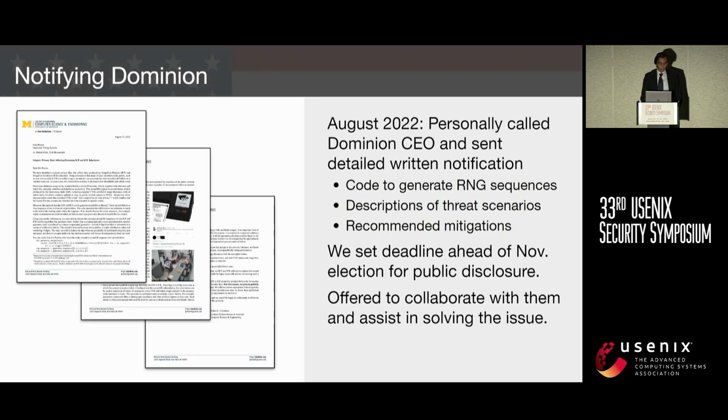So, after lawyering up, we reached out to Dominion. We sent a detailed written notification, and we called their CEO personally. We included proof of concepts, descriptions of the threat scenario, and the mitigations we recommended. We also offered to assist Dominion with solving the issue. About a week later, we got confirmation that they'd received our notification, but we never heard back besides that.